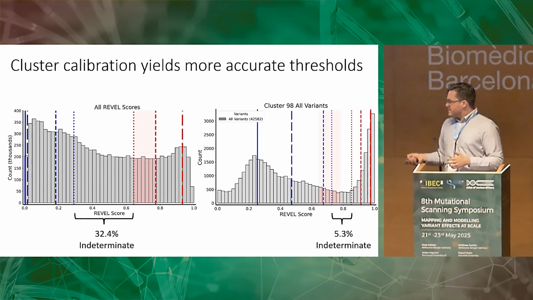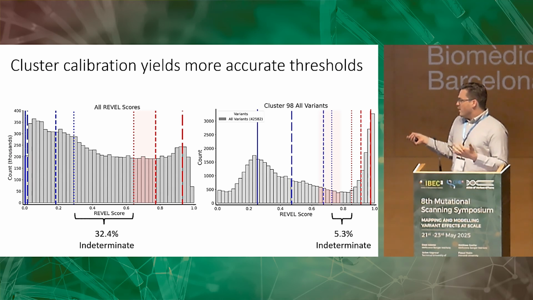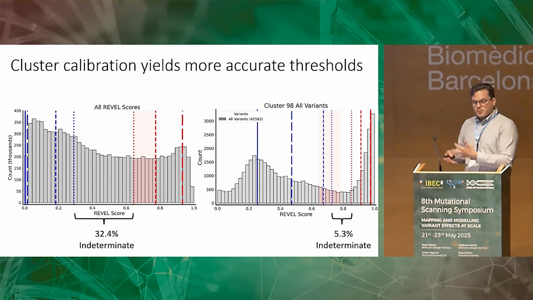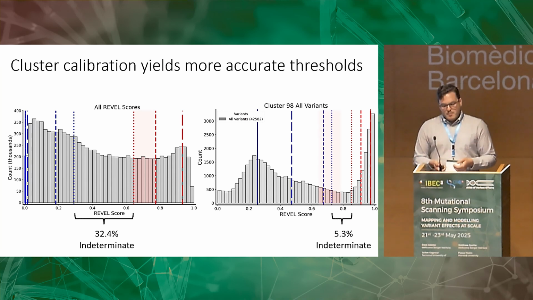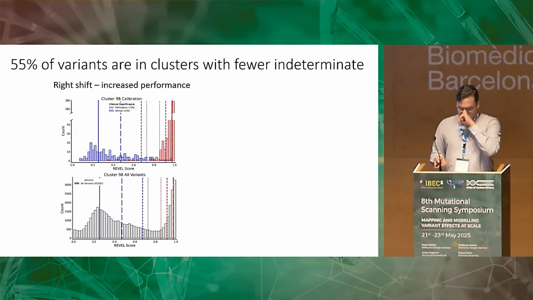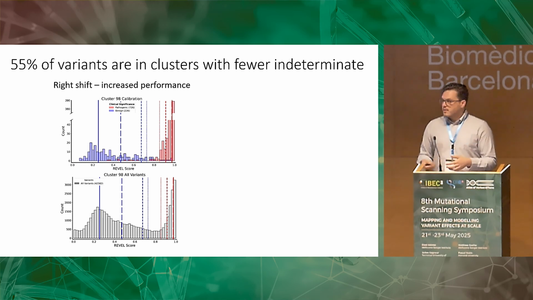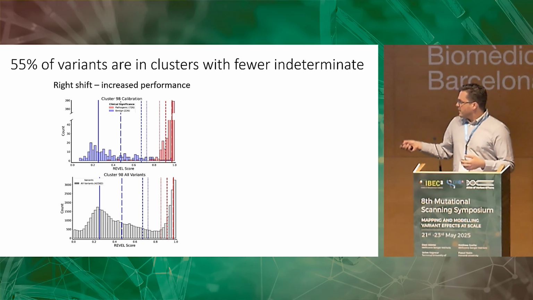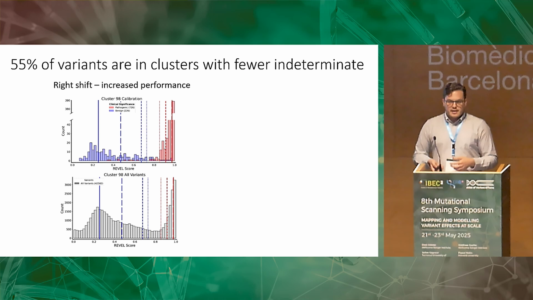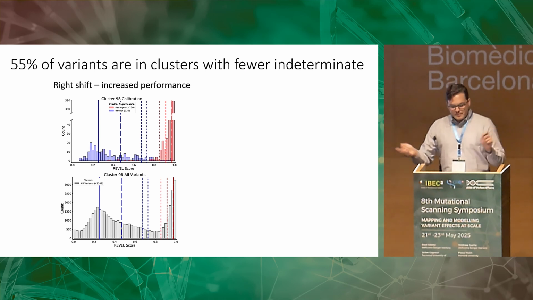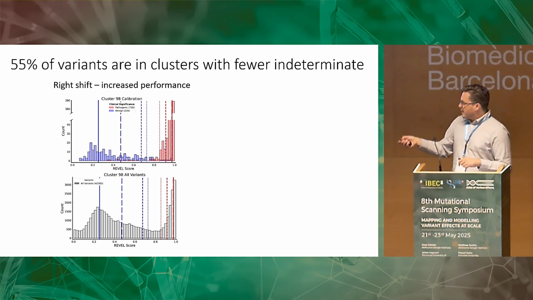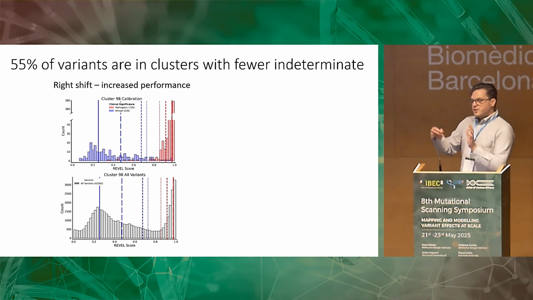And so this is an example of a really good cluster where REVEL is actually performing extremely well. But there are 55% of variants that fall into such clusters that have this increased performance by having fewer variants in this indeterminate range and increased evidence strength on either side. And so this is again that collagen domain cluster where we have this rightward shift.